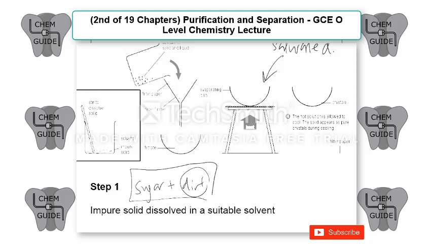Then we filter off any undissolved substances. There may be some other parts of this impurity which can dissolve in water, but we don't really need to care about this. We just need to make sure we dissolve whatever we need into the water. So now with this solution over here, we evaporate. So what does this evaporation actually do? When you evaporate the water, you actually make it into a saturated solution.